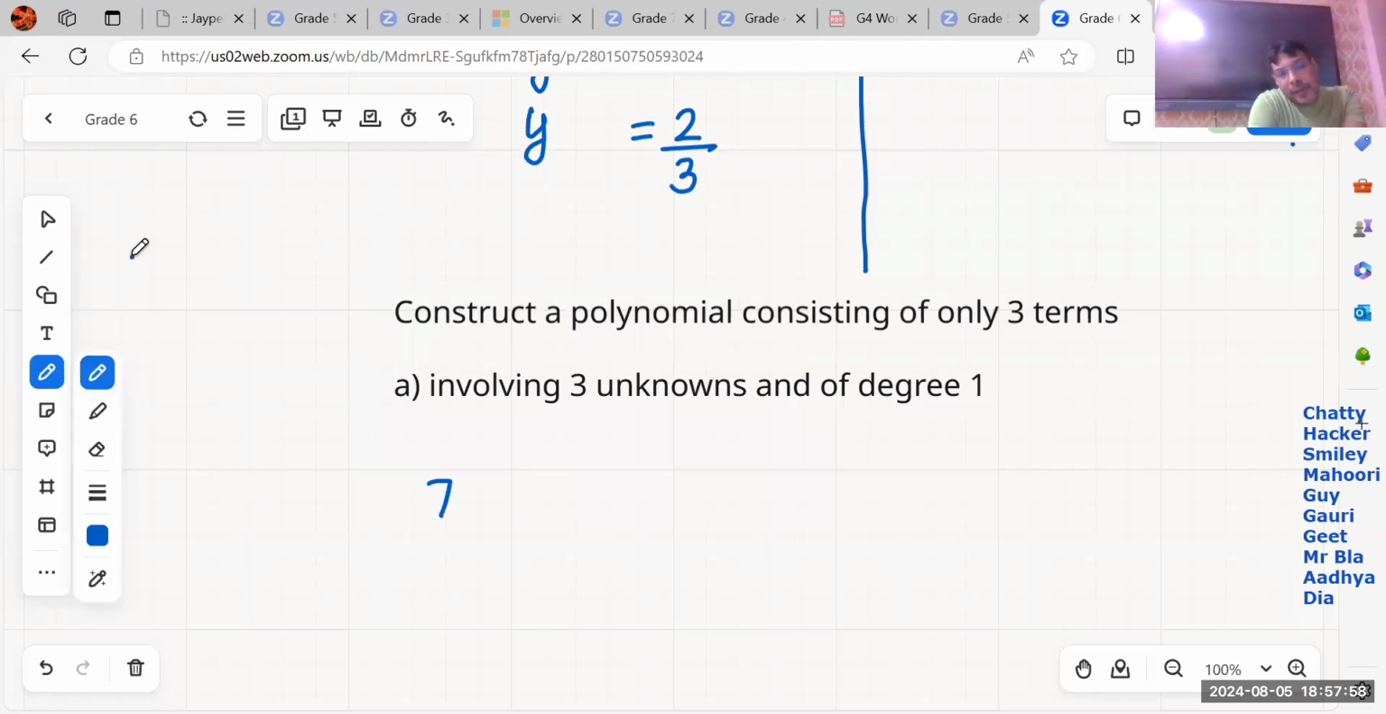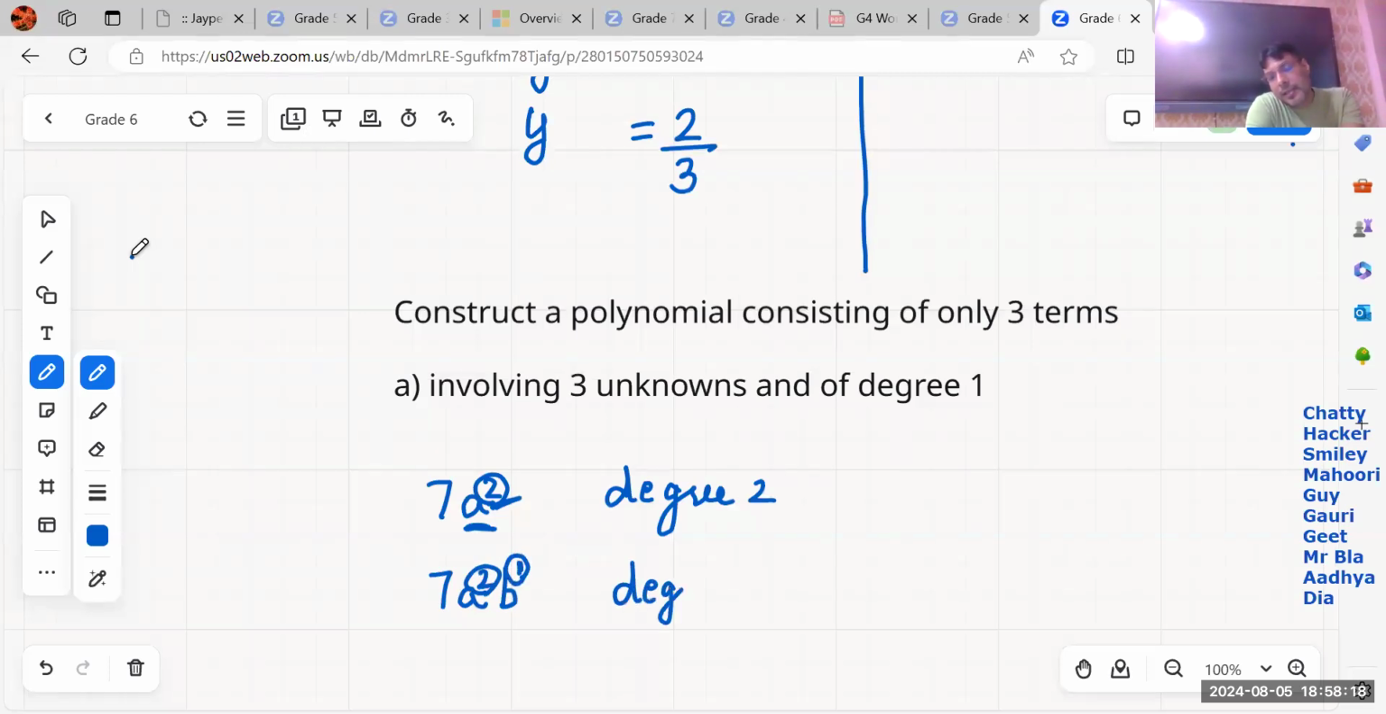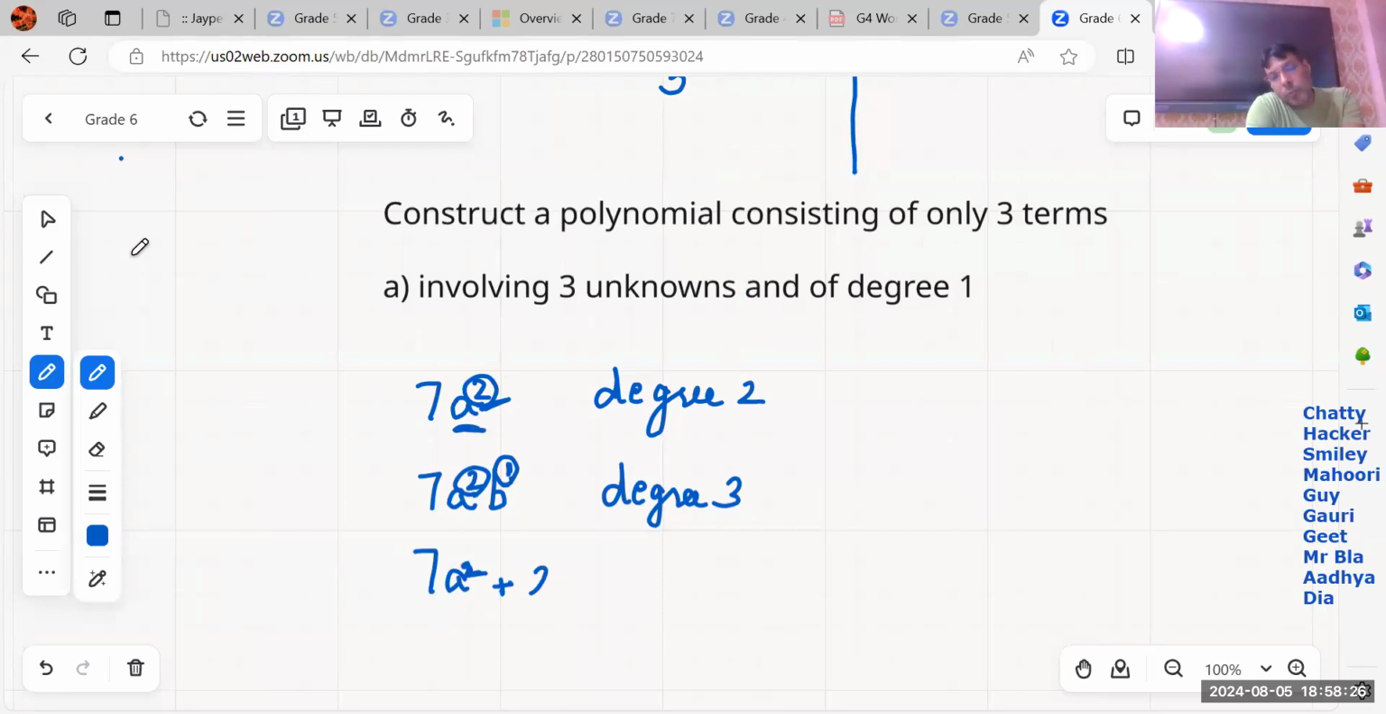When you have 7a square, the degree is the exponent value in the variable. So here degree is 2. When you have 7a square b, then the degrees get added. 2 plus 1, degree is 3. But when you have 7a square plus 2b, then the degree will be 2 only. Why will it be 2? Because of the plus sign, these two terms are separate.